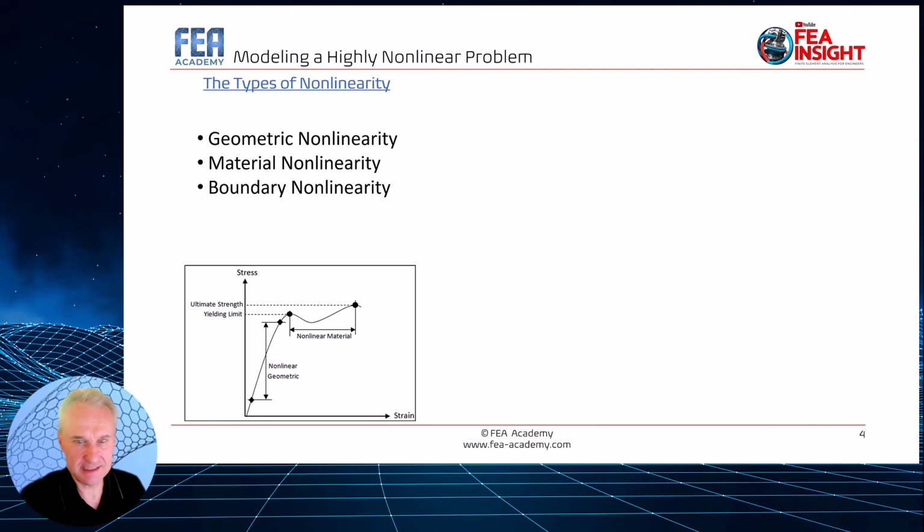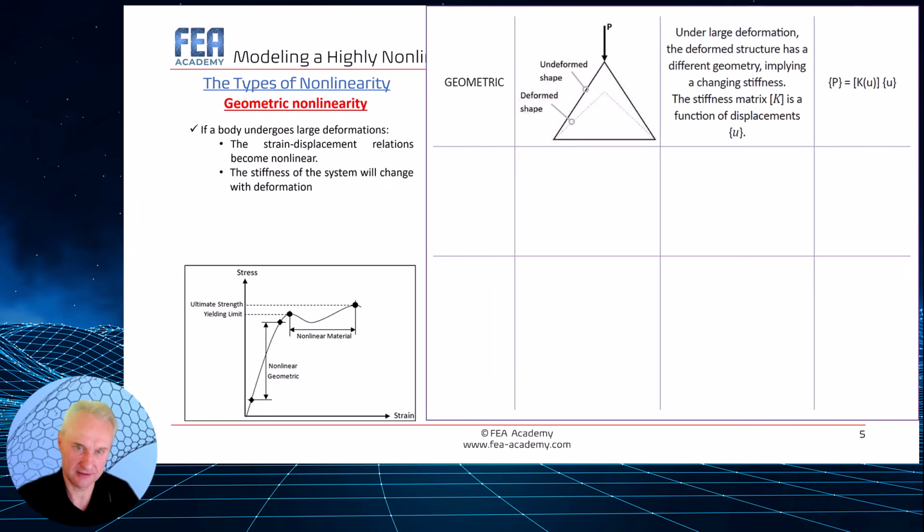In structural analysis, a nonlinear effect can occur because of three types of nonlinearity: geometric nonlinearity, material nonlinearity, and boundary nonlinearity, here in this case contact. The geometric nonlinearity occurs if a continuous body undergoes large deformations. The strain displacement relations become nonlinear. Moreover, under large deformations, the stiffness of the system will change with deformation, making the problem nonlinear.